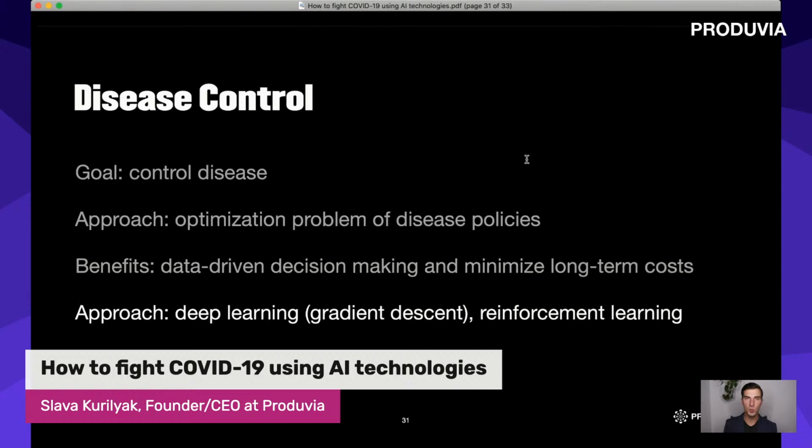And the approach here is that we want to use a series of algorithms that will work best for this ability to put a stop to COVID, right? One approach is to leverage a more traditional machine learning approach, which is using gradient descent, and the other is to use a more modern approach where we're aiming to create a reinforcement learning model.